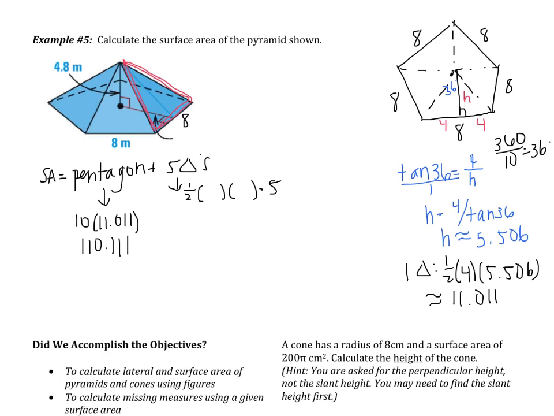The base of each triangle is 8. The height is going to be the slant height. So the height that we're talking about is this height right here, which we don't have. But we do have this right triangle. We know the height is 4.8. The base of this triangle, if you will notice, is an apothem of the pentagon. The apothem we solved for. The apothem was h, the 5.506.